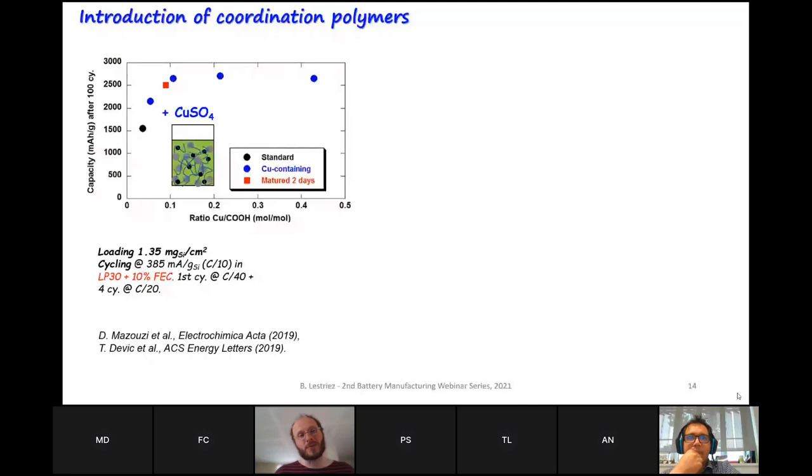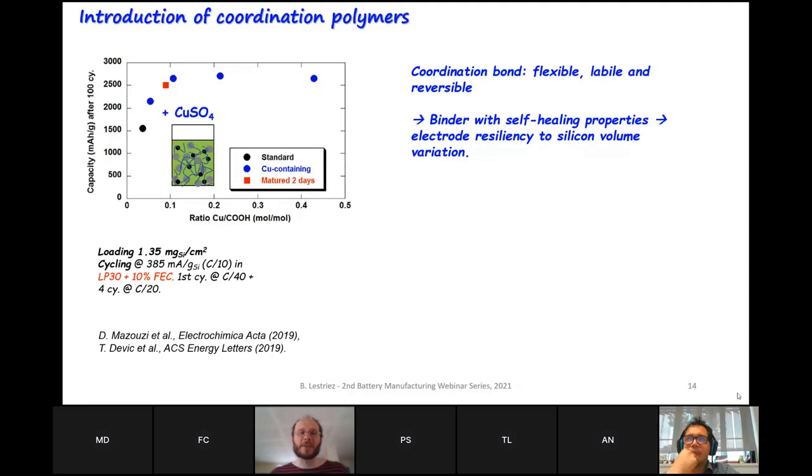You see that the matured electrode is falling on the trend curve of the copper-containing electrodes. So next, we attribute this, we think that this performance improvement could be attributed to the peculiarity of the coordination bonds that are flexible, labile, and reversible, and that probably could afford the binder some self-healing properties, which would significantly improve the electrode resiliency to silicon volume variation.